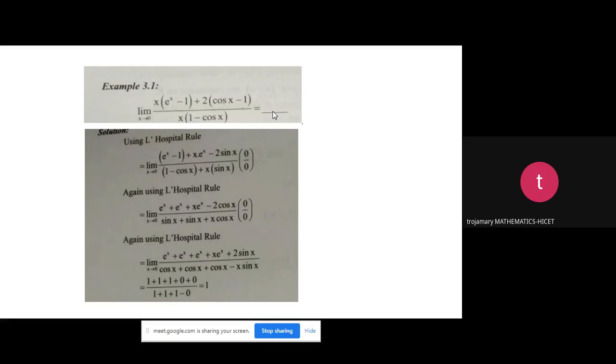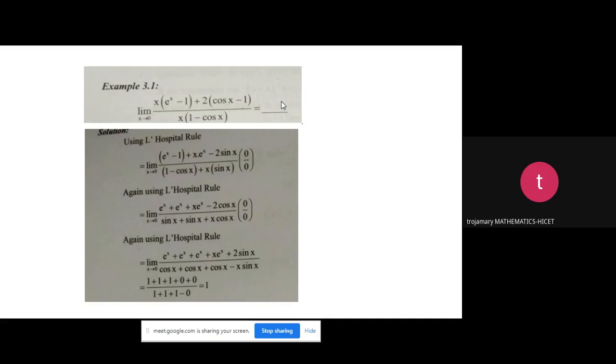Now consider one example. Limit x tends to 0 of x into (e power x minus 1) plus 2 cos x minus 1, divided by x into (1 minus cos x). Okay? If we directly apply 0 for x, we get 0 into (e power 0 minus 1). E power 0 value is 1, so 0 into (1 minus 1), the first term is 0.